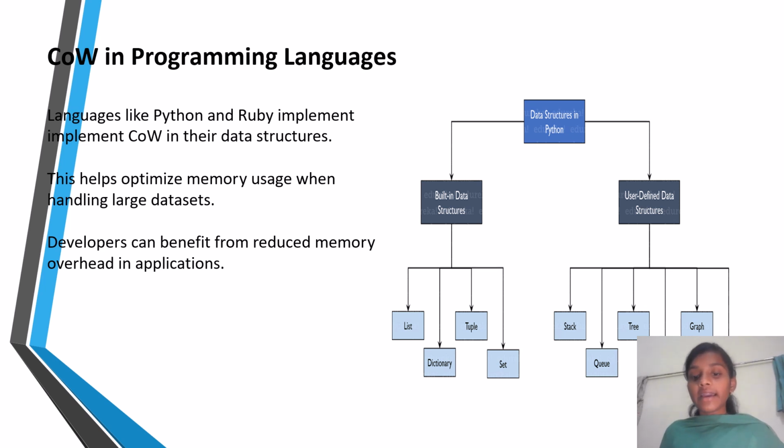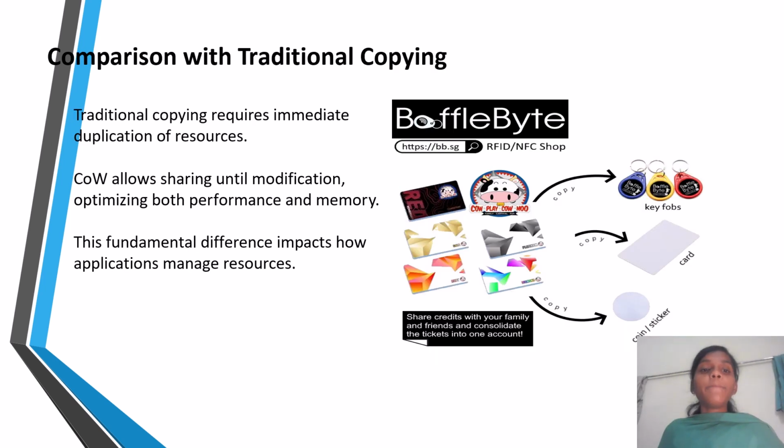We can see that diagram here. Data structures in Python: built-in data structures, database structures, user-defined data structures. Limitations of this. Comparison with traditional copying. Traditional copying requires immediate duplication of resources. COW allows sharing until modifications, optimizing both performance and memory. This fundamental difference impacts how applications manage resources.